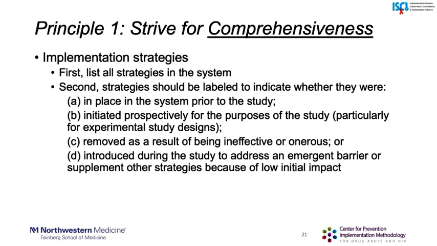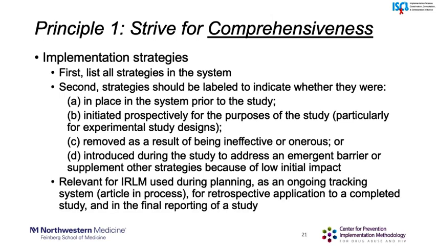So this is where the implementation logic model can be used as a way to indicate process. This is particularly important for the reporting and executing ways of using the model, not as much for planning, because that is saying what your prospective evaluation plan and implementation strategy plan would be. It is relevant as an ongoing tracking system, and there's another article in process where we talk about using the IRLM as part of an ongoing tracking system. It also can be useful for retrospective application of a completed study and in the final reporting of a study to make sure that all strategies are accounted for.